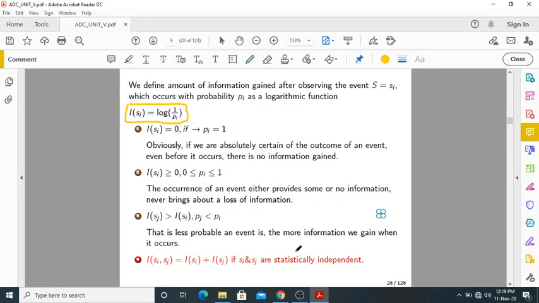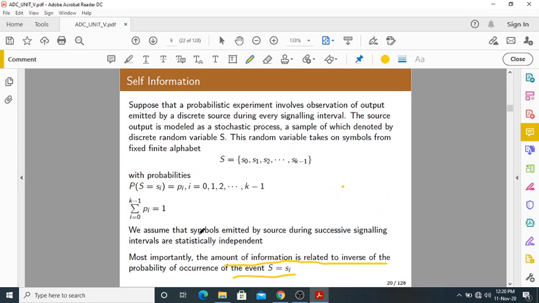Now the fourth property says, if the two symbols are independent, so this is I of Si Sj, that is a joint information, I can say, that is I of Si plus I of Sj. So if Si and Sj are statistically independent, we can write I of Si comma Sj equal to I of Si plus I of Sj. So that is also very, very simple. These are some of the properties of the information or self information. It is called self information or simply information.